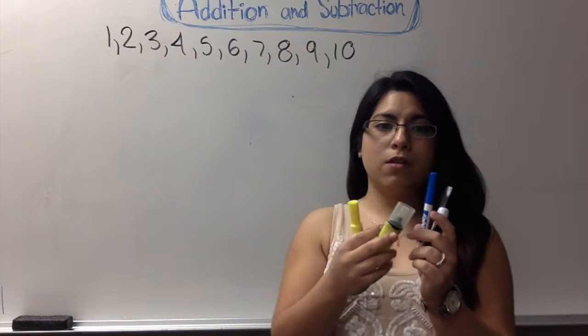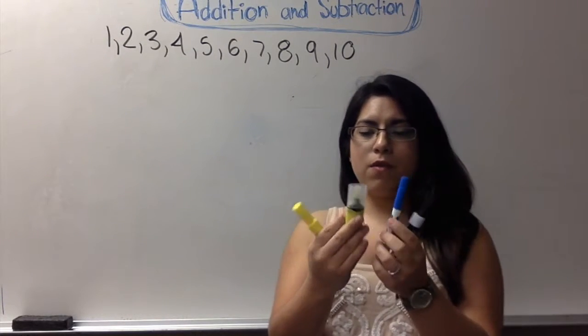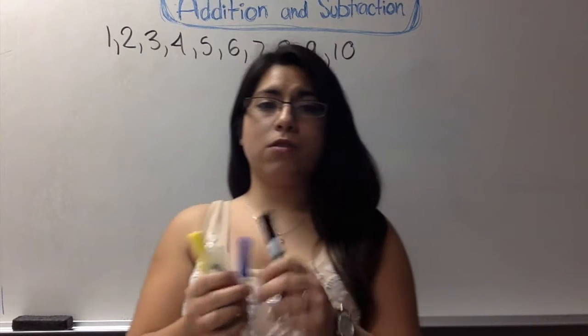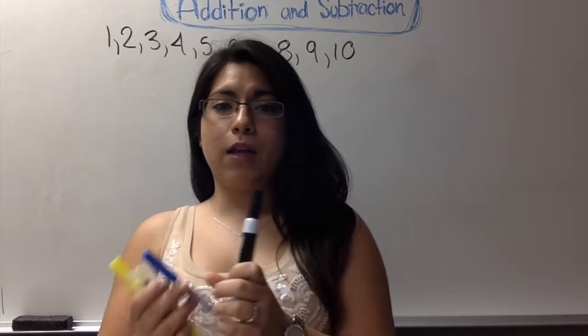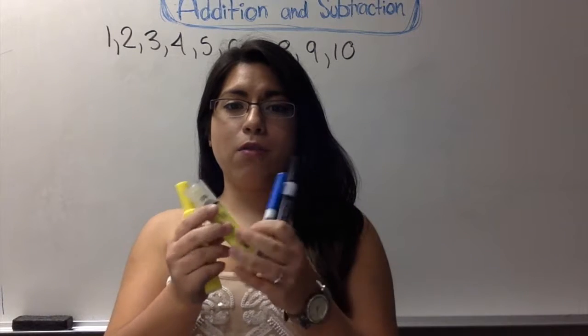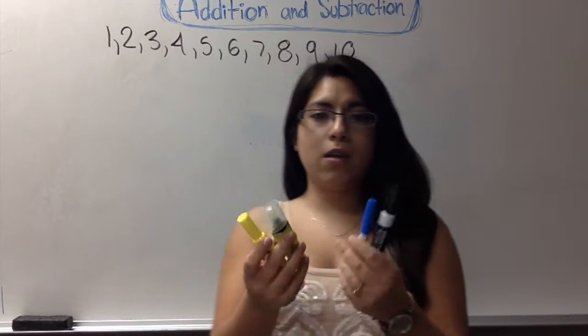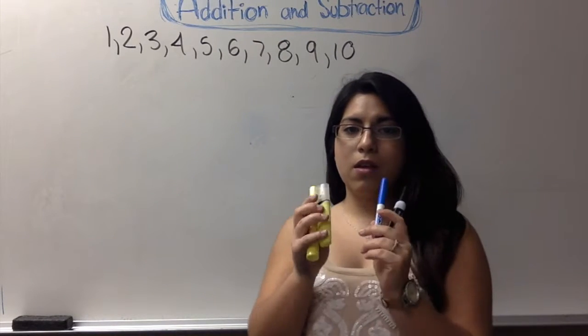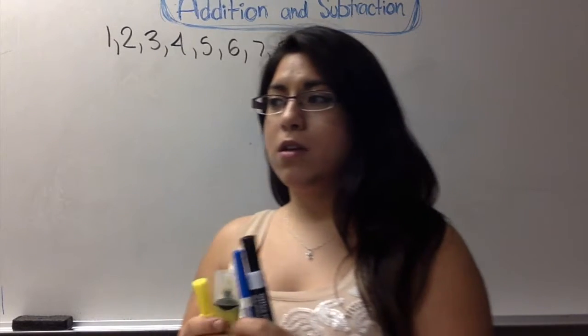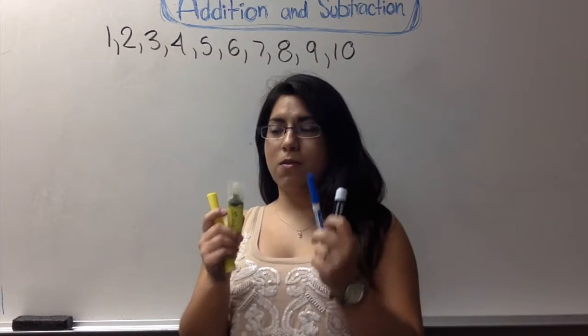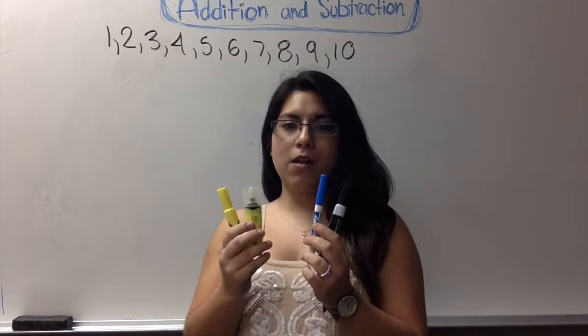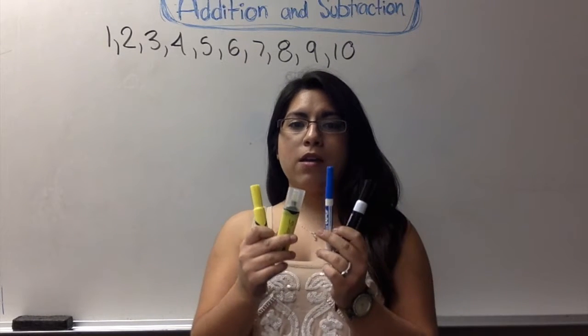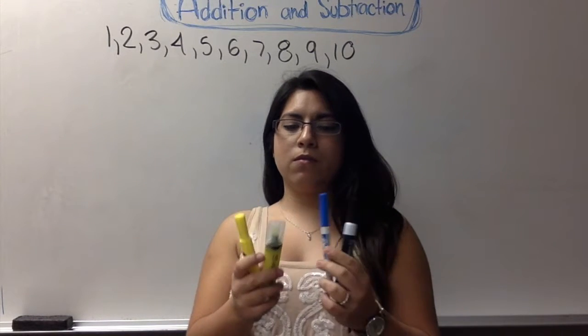the number of total markers we have. First, I had just 1, but then I had 2, and then I had 3, but then I ended up having 4 markers. That is called addition, right? That is called addition. We are adding numbers together.